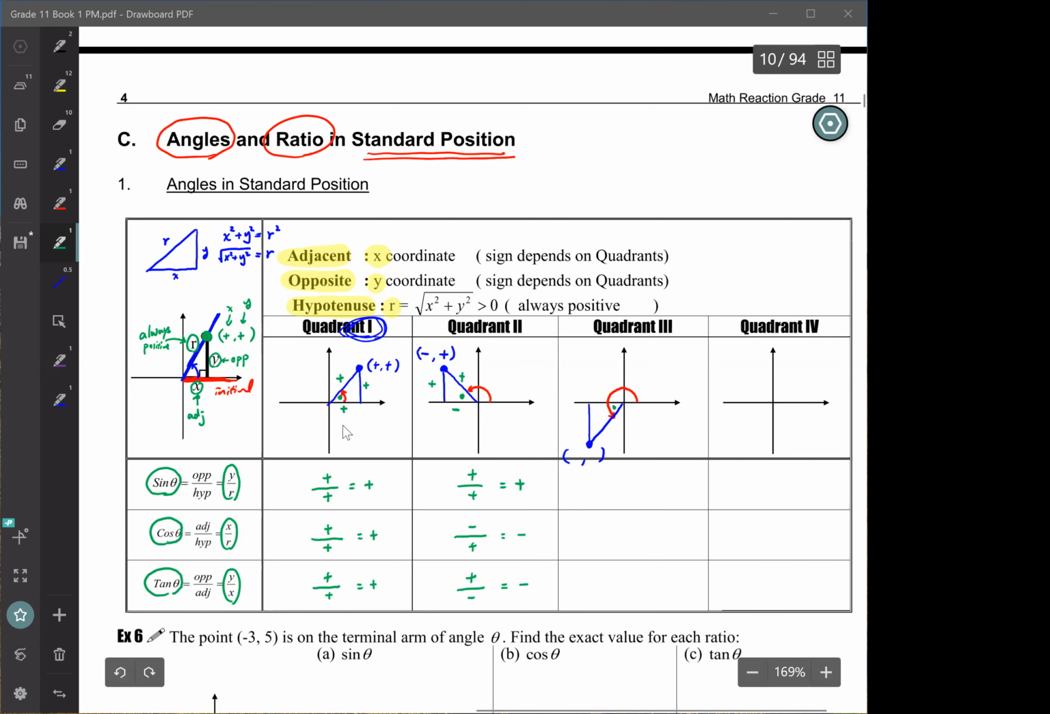If you have any questions about quadrant 1 and 2, let me know. I can go over again if you lost any step.